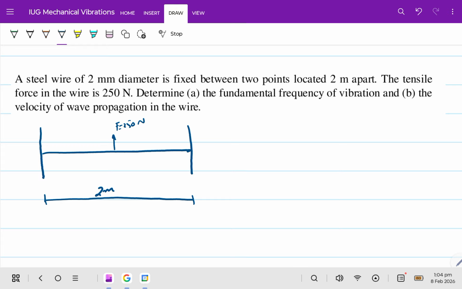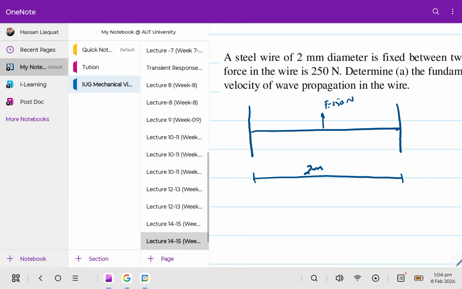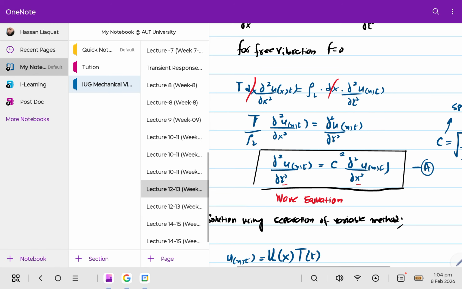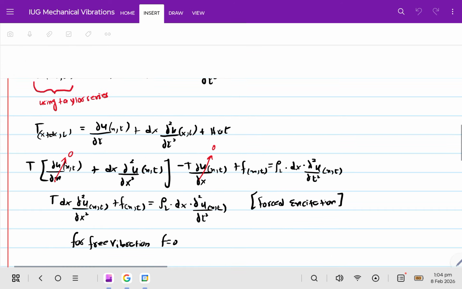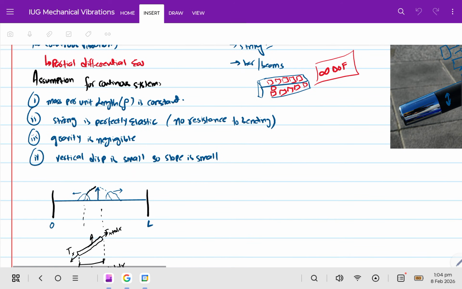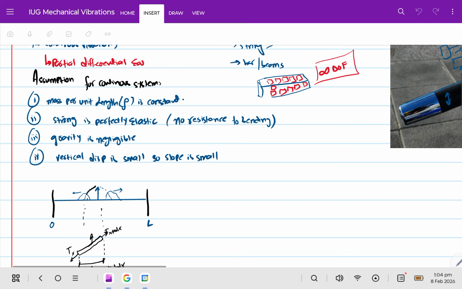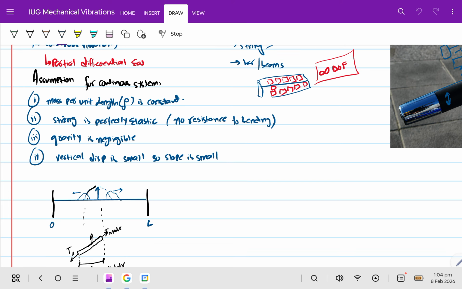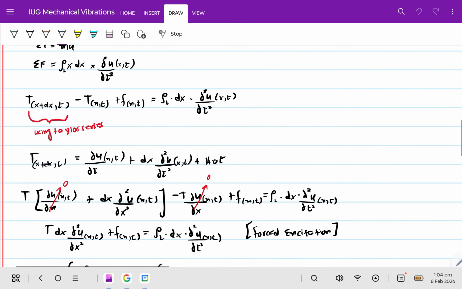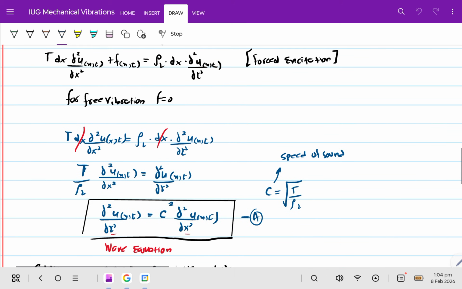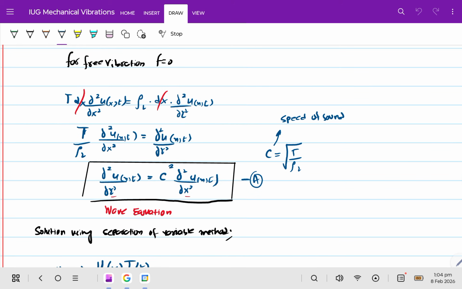So if you just recall the vibration in the strings theory, this was the starting of the vibration in the strings. So we had made some assumptions that the mass per unit length, that is the linear density, is constant and it is perfectly elastic. Gravity is negligible. Vertical displacement is small. So while solving that, we found the speed of wave, or velocity of wave.